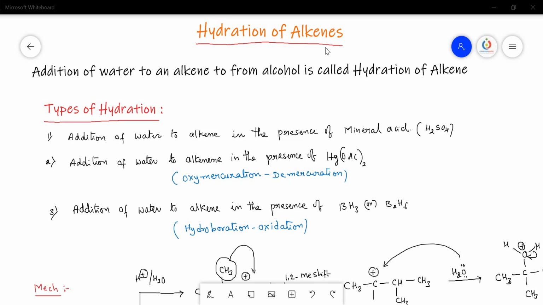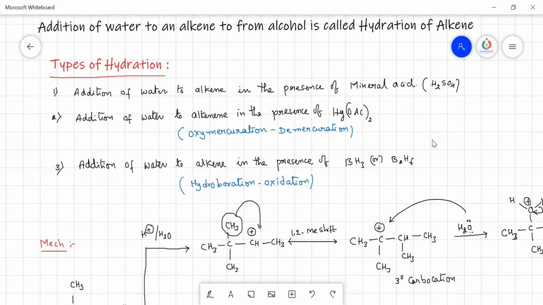So first of all, what does it mean by hydration of alkenes? Addition of water to an alkene to form alcohol is called hydration of alkene. Now let us see how many types of hydration of alkenes there are.